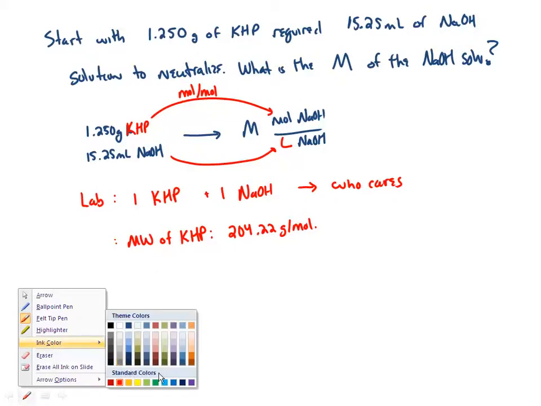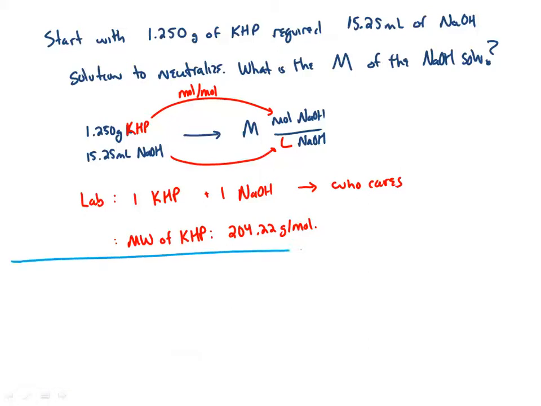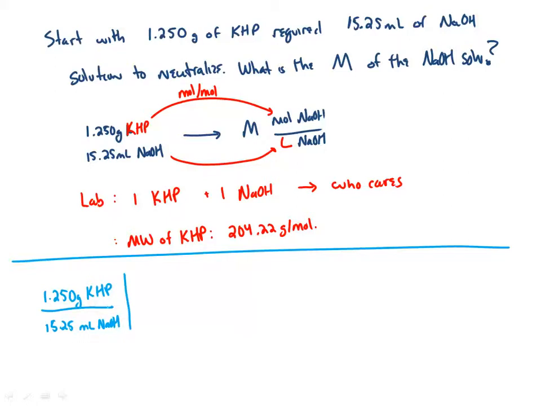So then the calculation that you're basically doing is you're going to start with your 1.250 grams of KHP over your 15.25 milliliters of NaOH. And we know that, again, the first thing we want to do is get things into moles. So let's convert our KHP to moles. So we know that there's 204.22 grams of KHP in 1 mole of KHP.